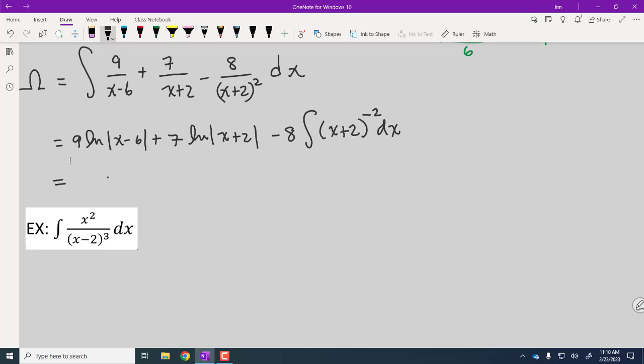So then our final integral, these 2 are going to come down. Then we have -8. We add 1 to the exponent, that's going to give us a -1. We divide by that new exponent. So add 1, divide. So we're going to have x plus 2 to the -1 divided by -1, plus C. So that'll be our final answer. You, of course, could write this as 8 divided by x plus 2 if you wanted to get rid of the negative exponent, which we frequently like to do, present our final answer without any negative exponents.